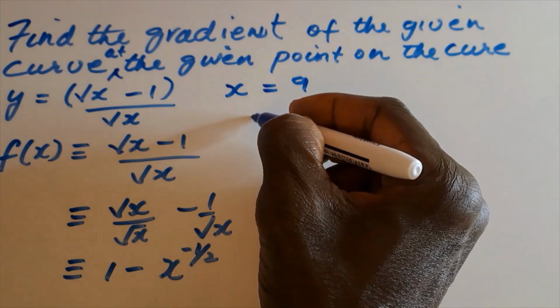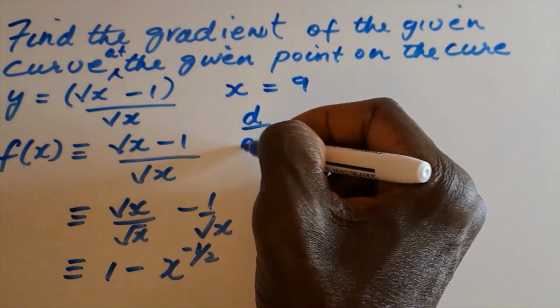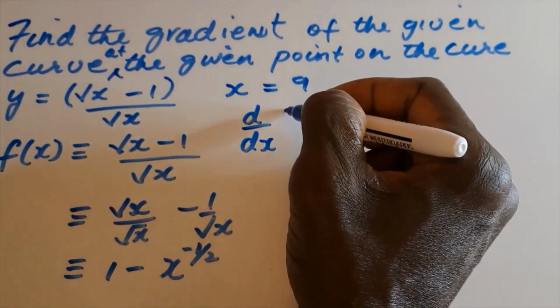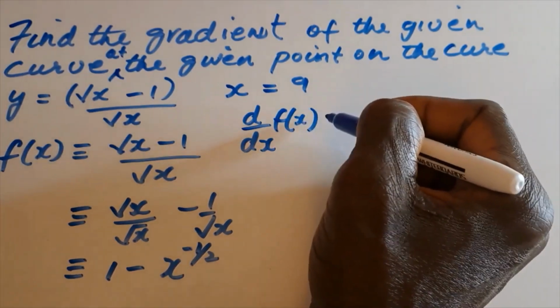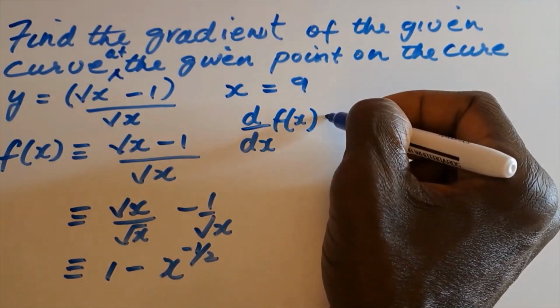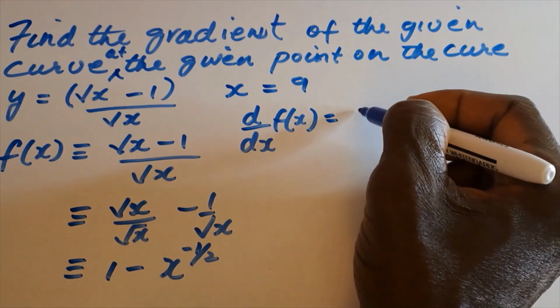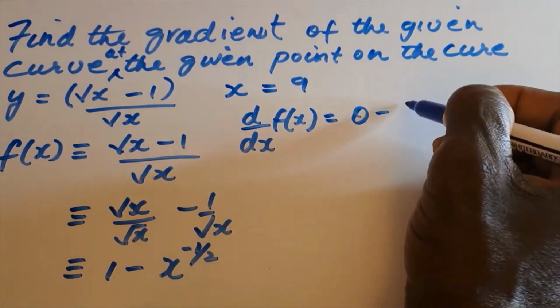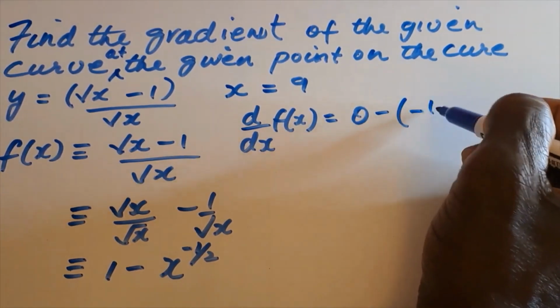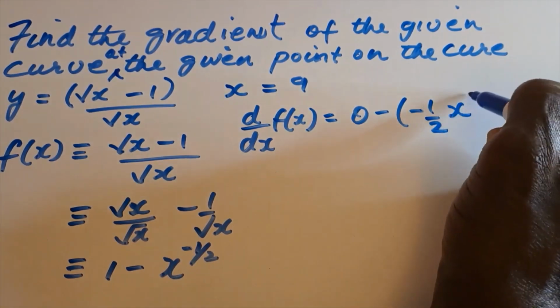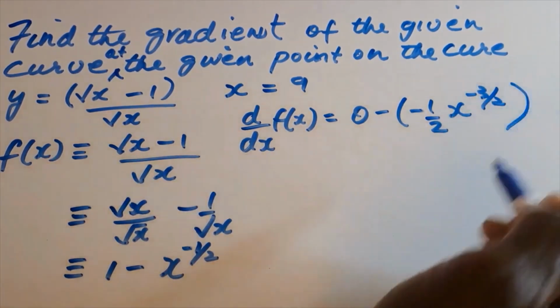Now we find the derivative of f of x, which would be equal to 0 minus a half x to the minus 3 over 2.